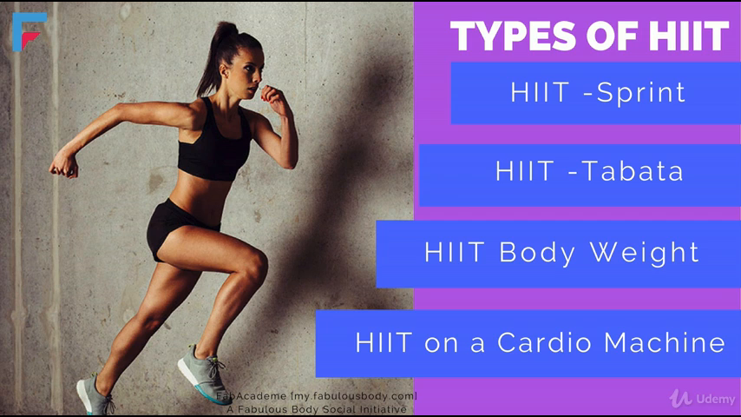So predominantly there are four types of HIIT. One is via sprint, one is HIIT Tabata, one is where you use your own body as a weight, and then you can do HIIT on a cardio machine as well. Of course, you can do HIIT via swimming and through other activities as well. Any activity that takes you to zone 3, and then you do interval training by taking your heart rate to zone 1, can be termed as HIIT.